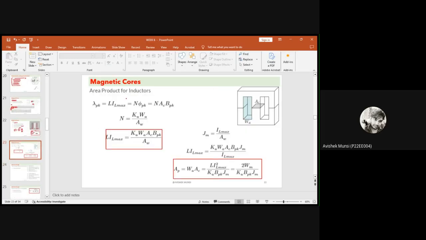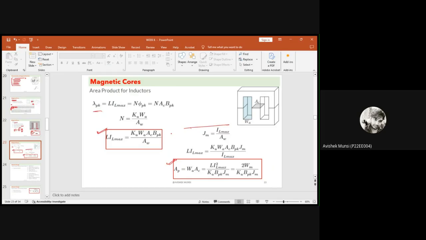Next thing, the area product for inductors. Here you see that it can be written as this formula. I think if you go through this week's lecture, you will easily be able to understand these things. So this is the AP factor.